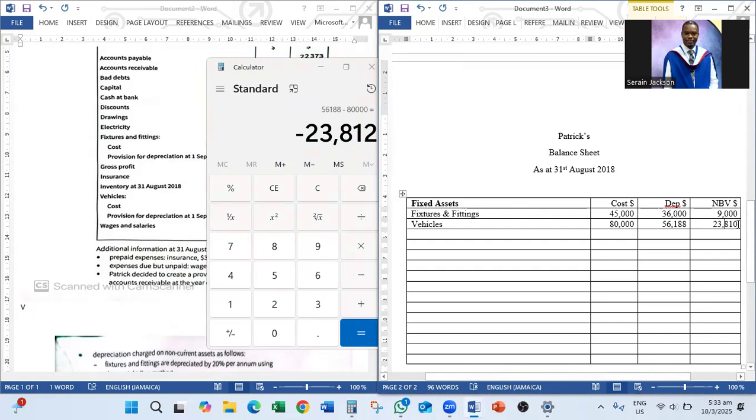All of these figures we would add. This would be 125,000. This figure here would now be 36,000 plus 56,188, which is 92,188.